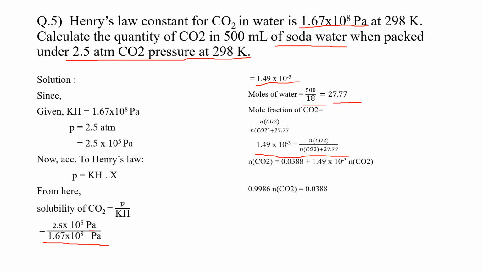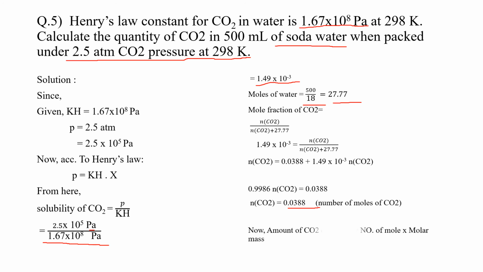Now by rearranging the equation and multiplying the terms, we can find out the value of the number of moles of carbon dioxide. On dividing these two terms, we can find the number of moles of carbon dioxide, that will be 0.0388. The number of moles of carbon dioxide is 0.0388.